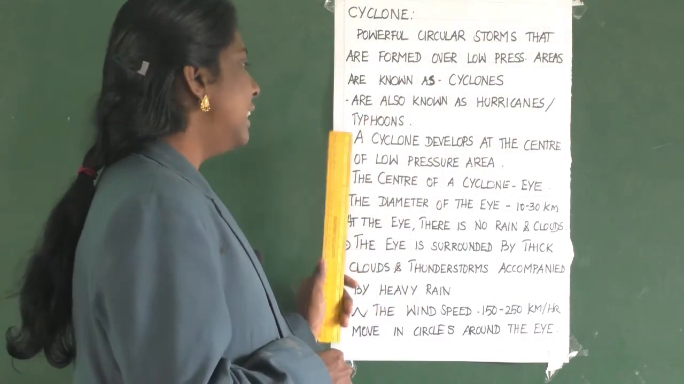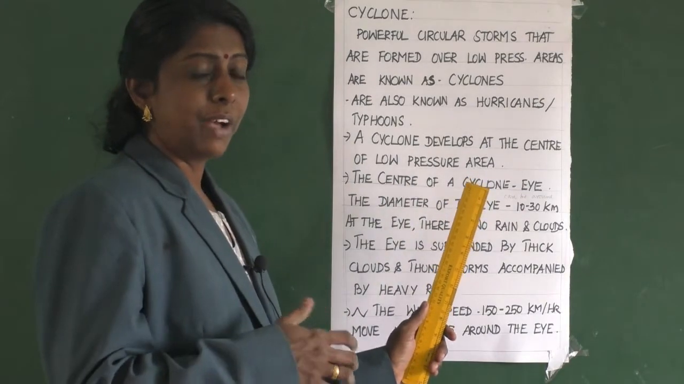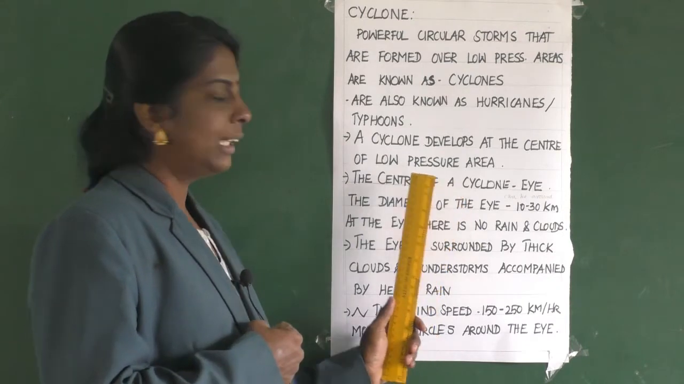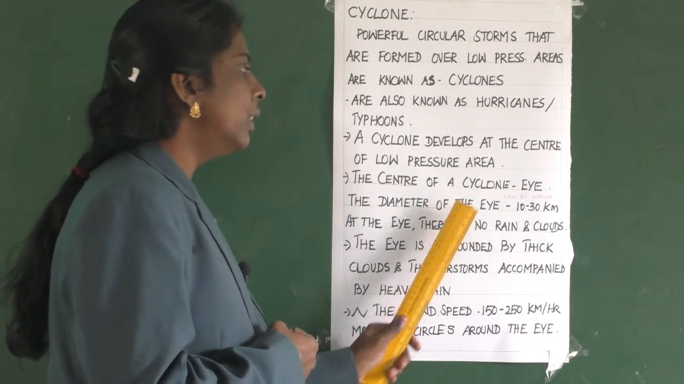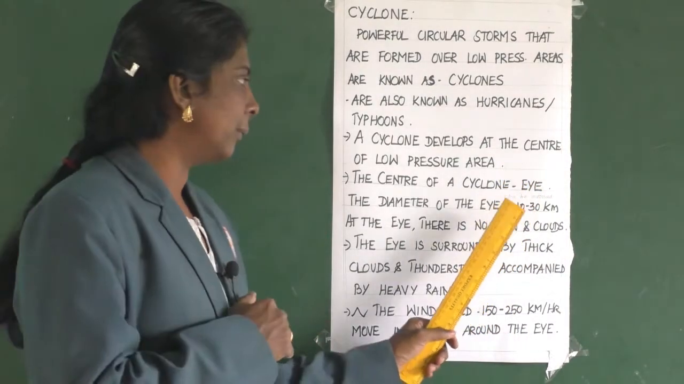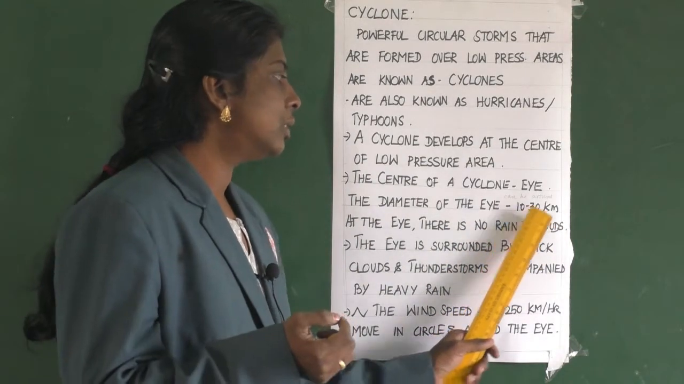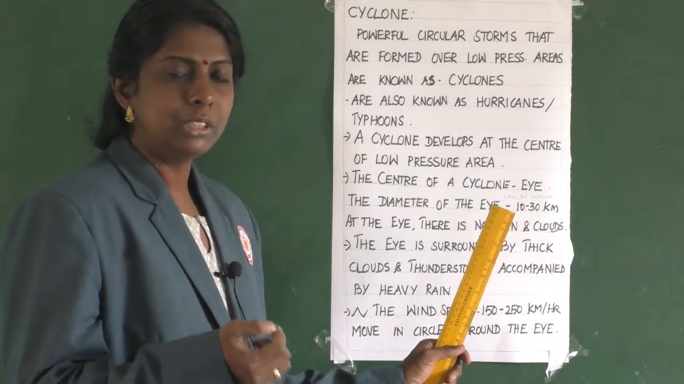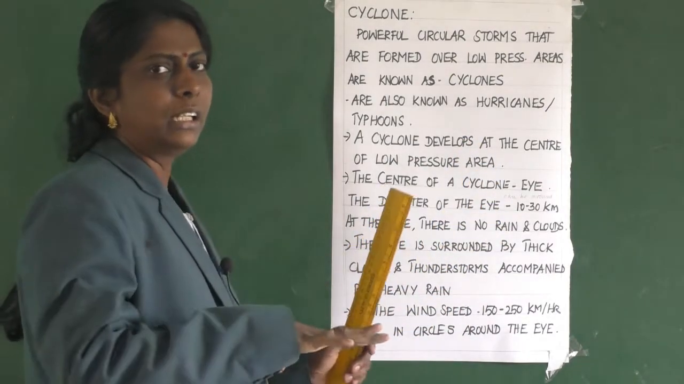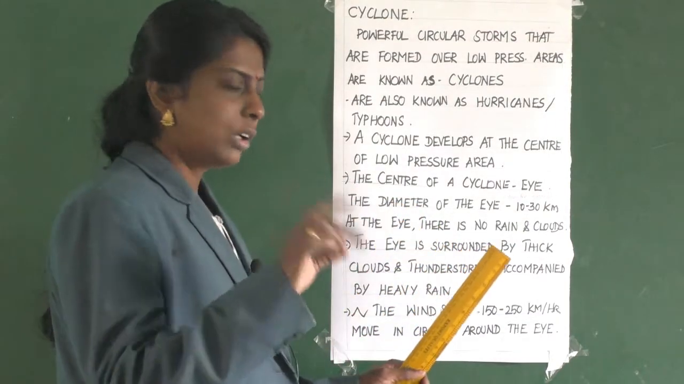A cyclone develops at the center of a low pressure area. The center of the cyclone is called the eye. The diameter of the eye can be around 10 to 30 kilometers. At the eye, there is no rain and no clouds.